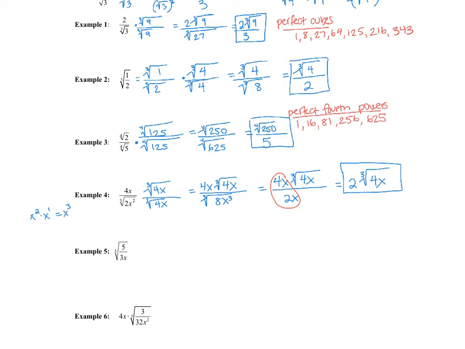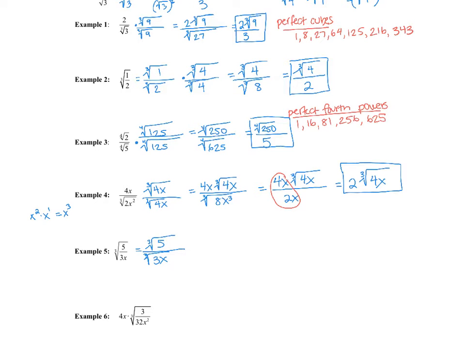So in example 5, we have the cube root of 5 divided by 3x. So again, remember you can split this up, so it's the cube root of 5 over the cube root of 3x. So we need to think of, first of all, a number and a variable for this problem because we have an irrational number in the denominator. So 3 times something, 3 times a number, has to give us a perfect cube. So if you look at your list of your perfect cubes up here, 3 goes into 27 evenly, so that's going to be really helpful.